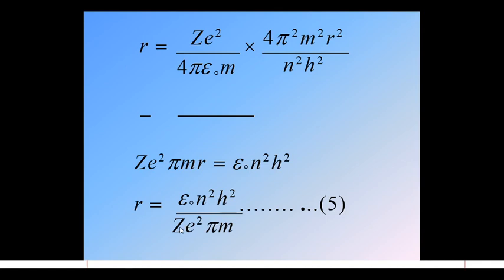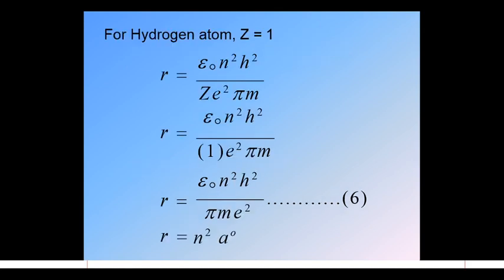You can write this equation in terms of h cut also. What is h cut? h cut is h by 2 pi, isn't it? So you can write h as h cut into 2 pi. So you can write this expression for radius in terms of h cut also by substituting h as h cut into 2 pi. So that is the radius of the orbit.